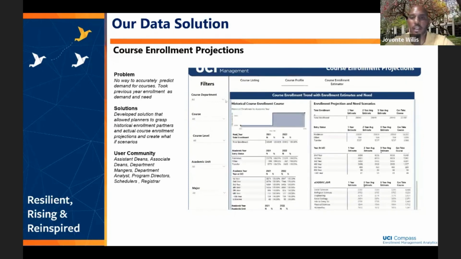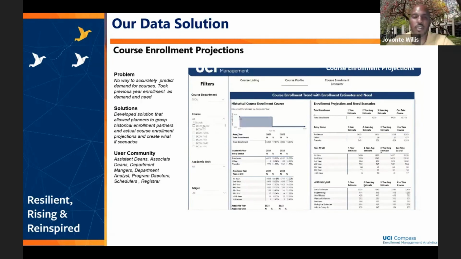They can get profiles of courses to see what that course looks like, historical enrollment rates and stuff like that, from the past.